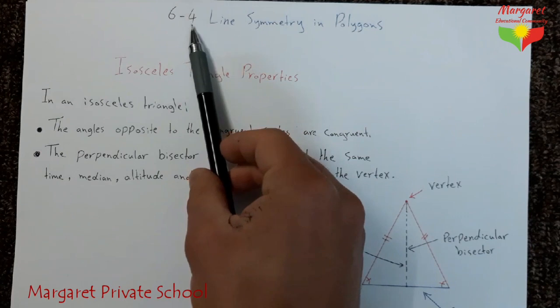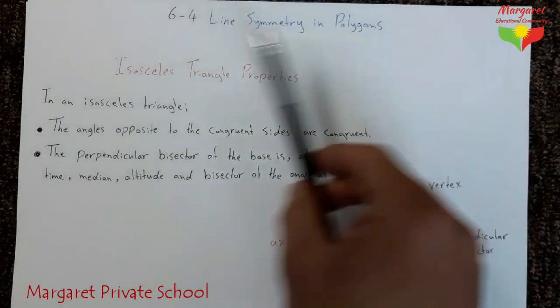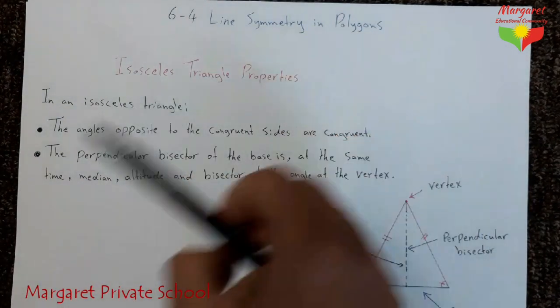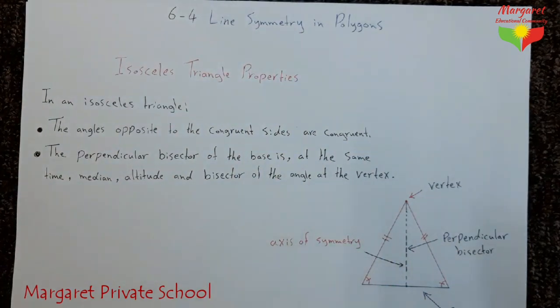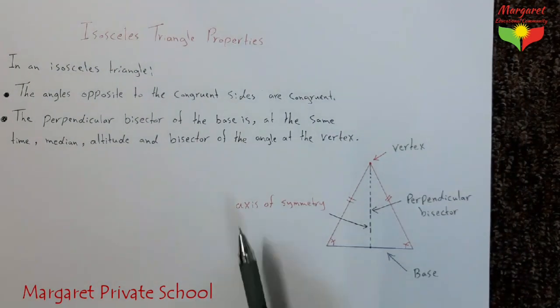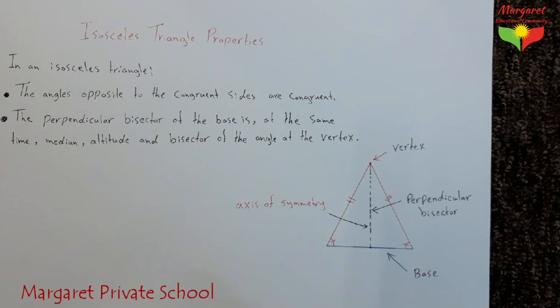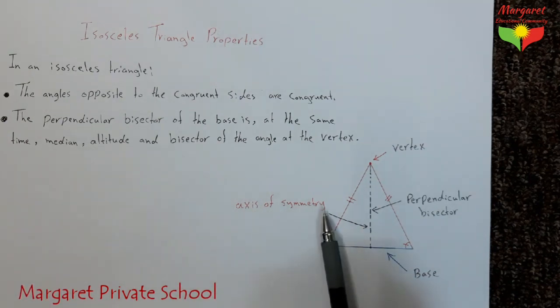Chapter 6 Lesson 4 Line Symmetry in Polygons. First we have axis of symmetry in isosceles triangles.